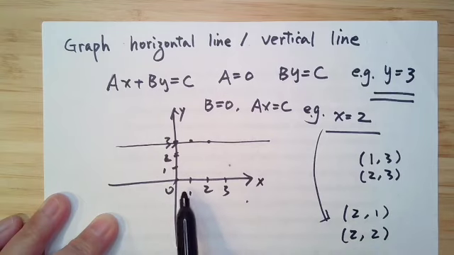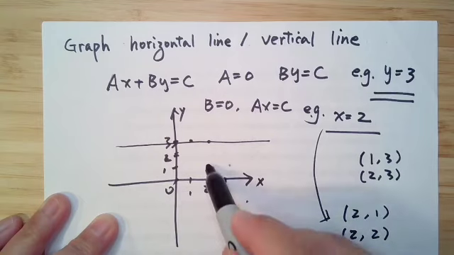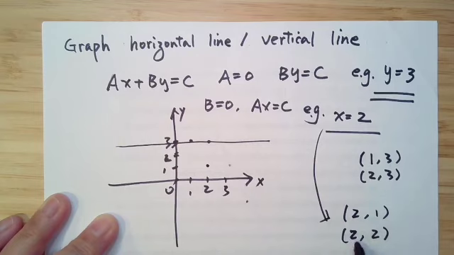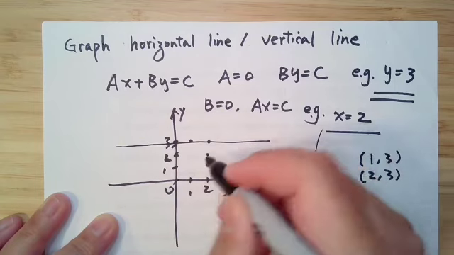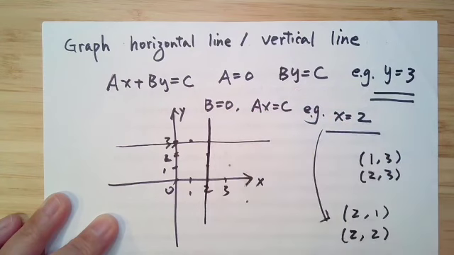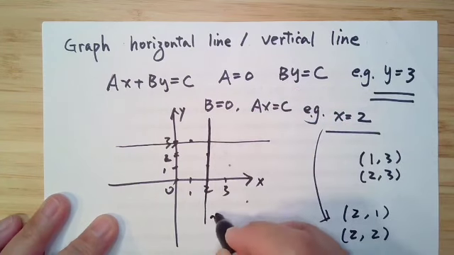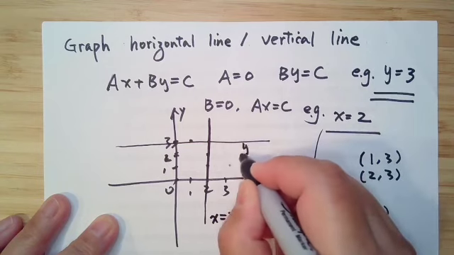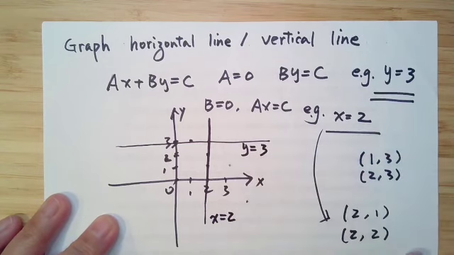Where is that? x equals 2, y equals 1, and x equals 2, y equals 2 here. Connect these two points, you get this vertical line. So this is x equals 2, this is y equals 3. Okay, now you see this?